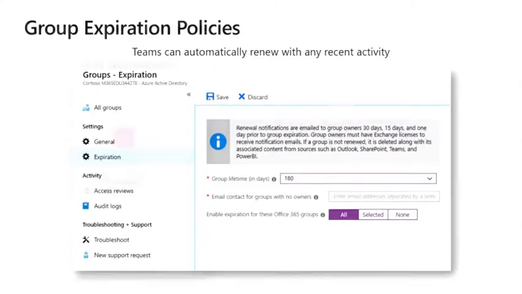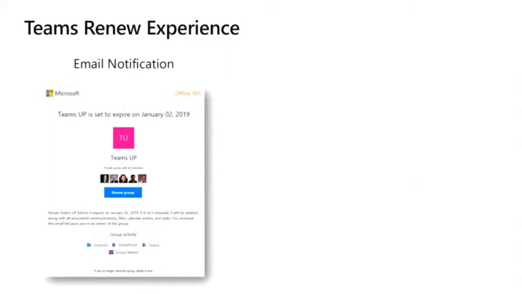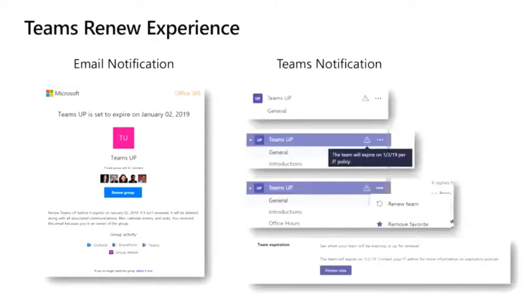So what does that look like? Well, you can see here the renewal experience, very, very straightforward. Activity based, if it detects activity, it will renew. Or if there is no detected activity, it will then send out a notification. It will send multiple emails getting closer to the expiration date, as well as you will clearly see it from the team, to allow the users to choose to renew.